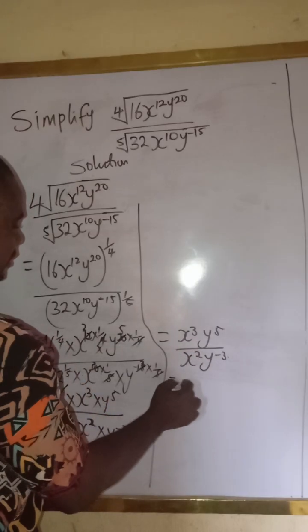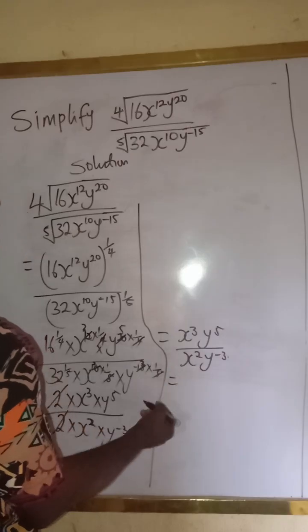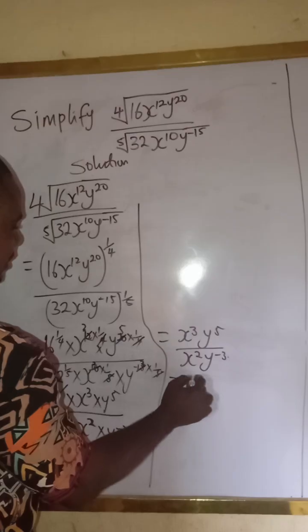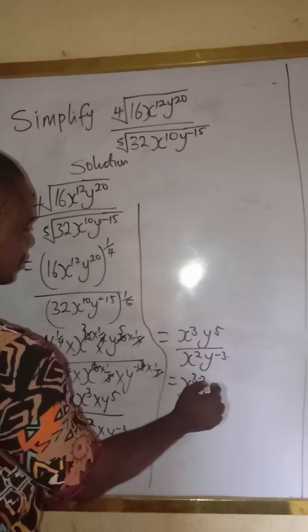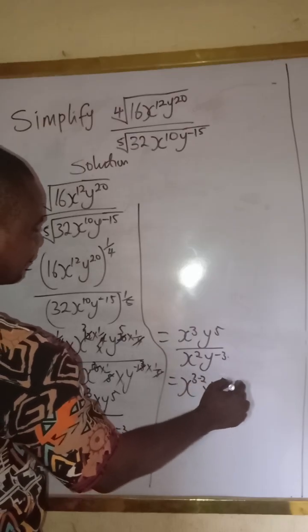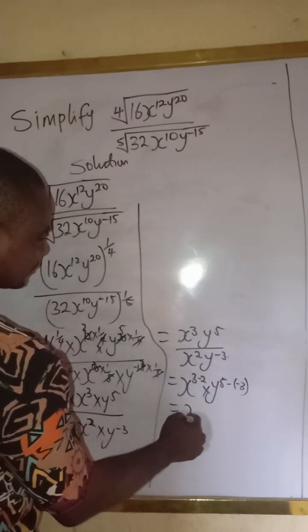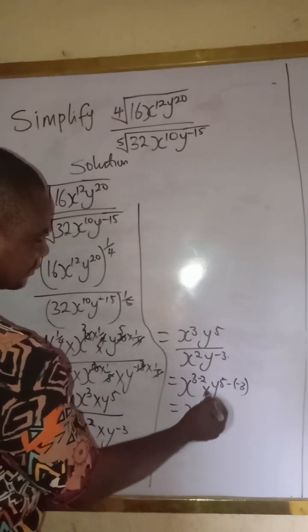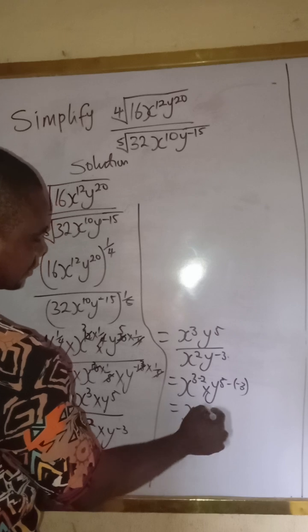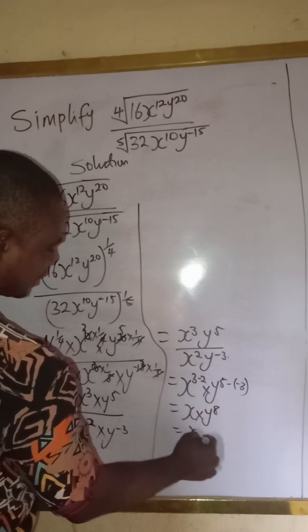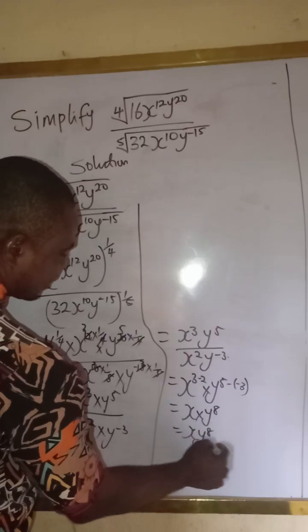This is equal to, by the division law, we take one of the powers and subtract: x raised to the power 3 minus 2 times y raised to the power 5 minus minus 3, which will give us x times y raised to the power 8, which is x y raised to the power 8.